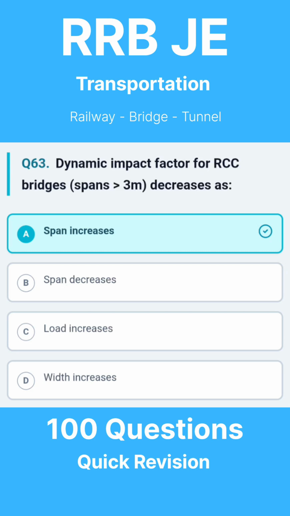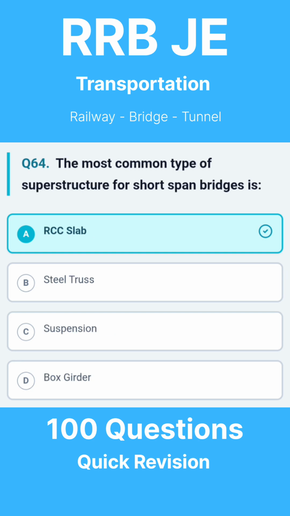Question 63. Dynamic impact factor for RCC bridges with spans greater than 3 meters decreases as? The correct answer is span increases. Question 64. The most common type of superstructure for short span bridges is? The correct answer is RCC slab.